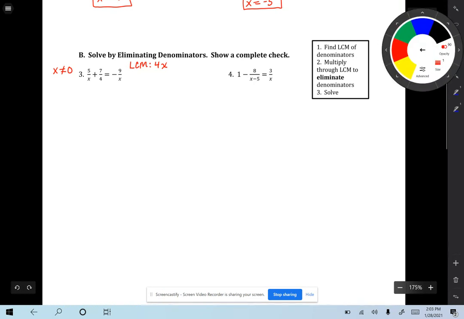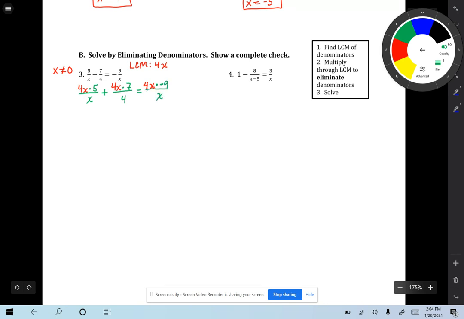Okay, so I'm going to multiply each of those by 4x. So I'll say 4x times 5 all over x, plus 4x times 7 all over 4, is equal to, you remember you have that negative, but I'm going to put the 4x first. 4x times negative 9, and it's over x.